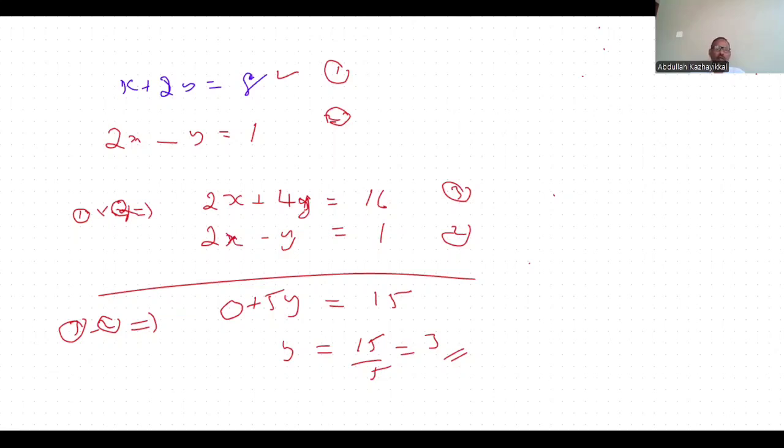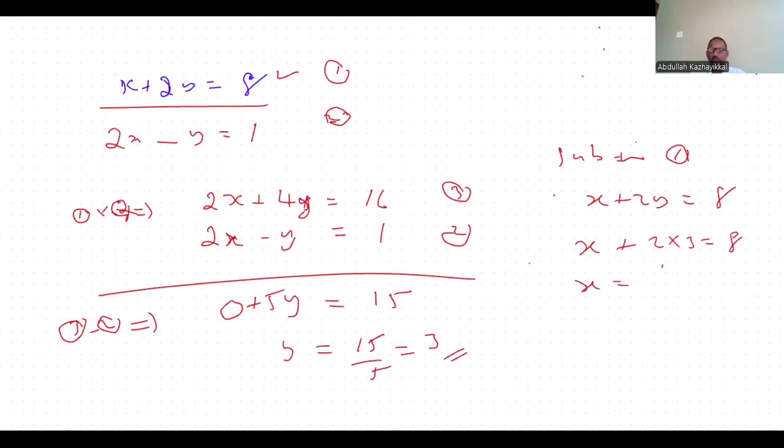Y is equal to 3. Now substitute it in any equation. It is easy, we know substitution. Substitute in equation 1. That means x plus 2y is equal to 8. That means x plus 2 into 3, that is 6, is equal to 8. So x is equal to 2.